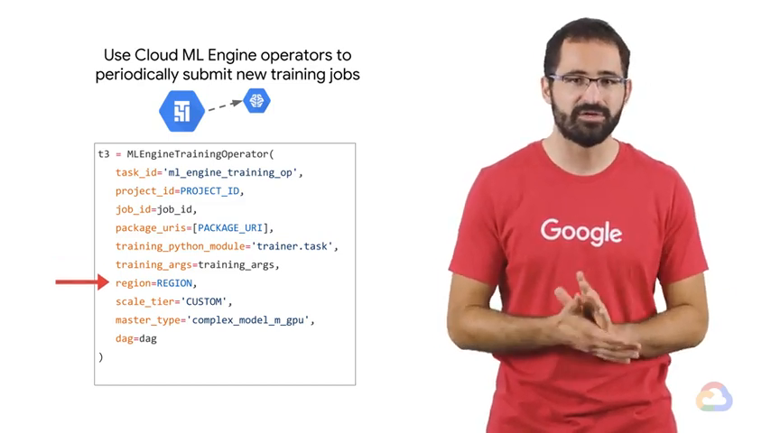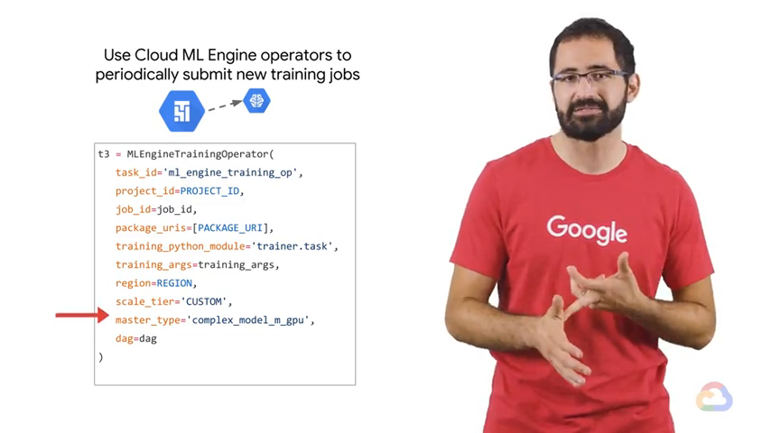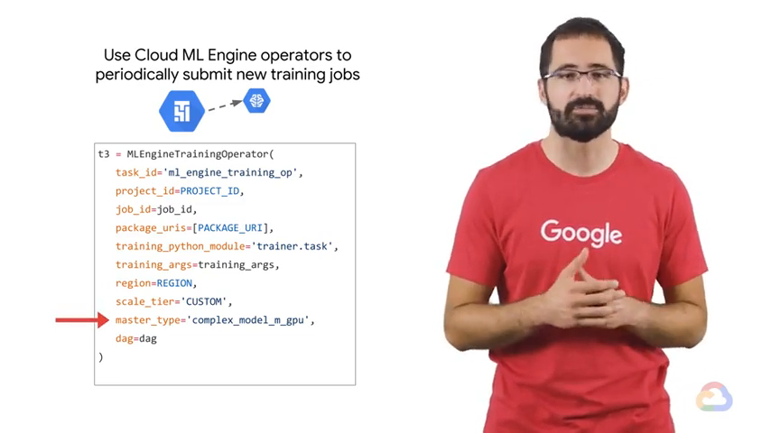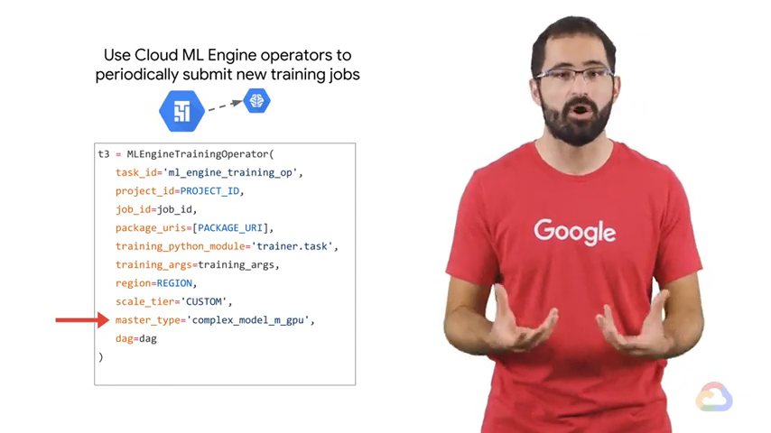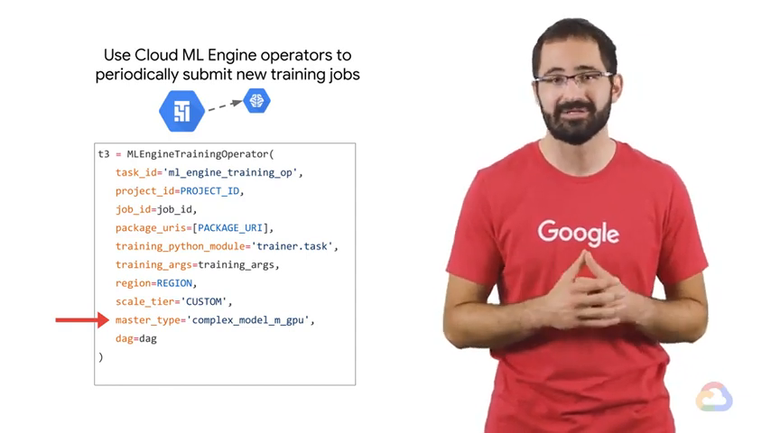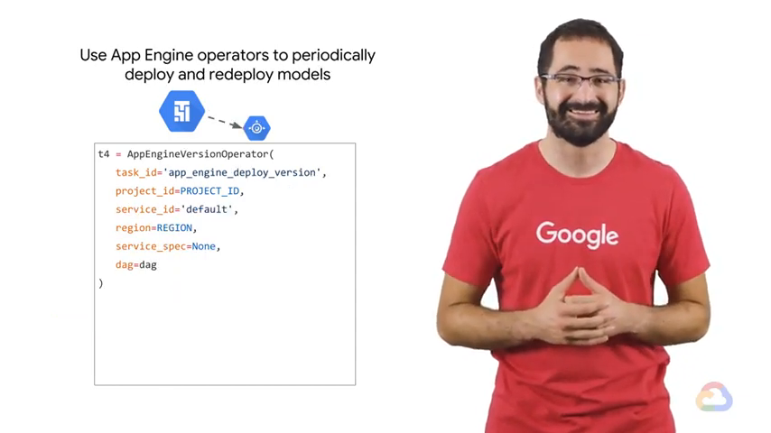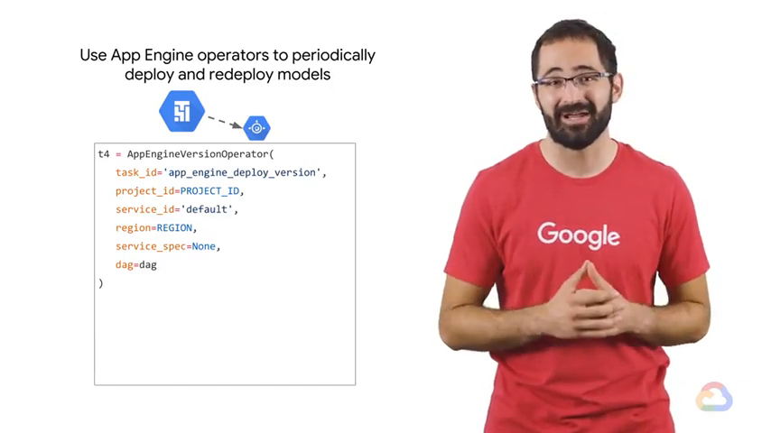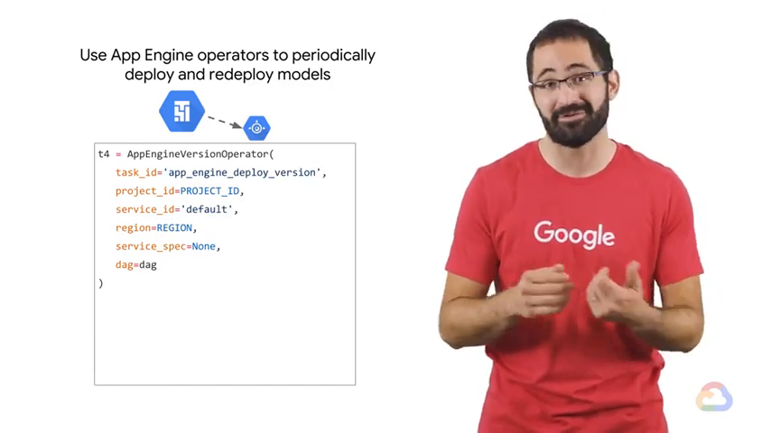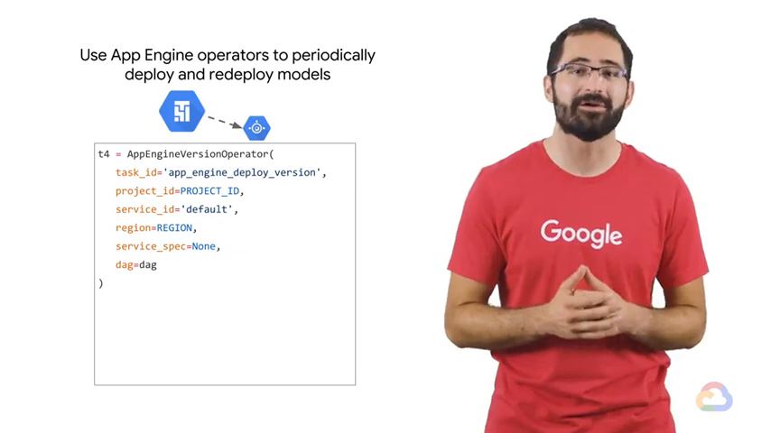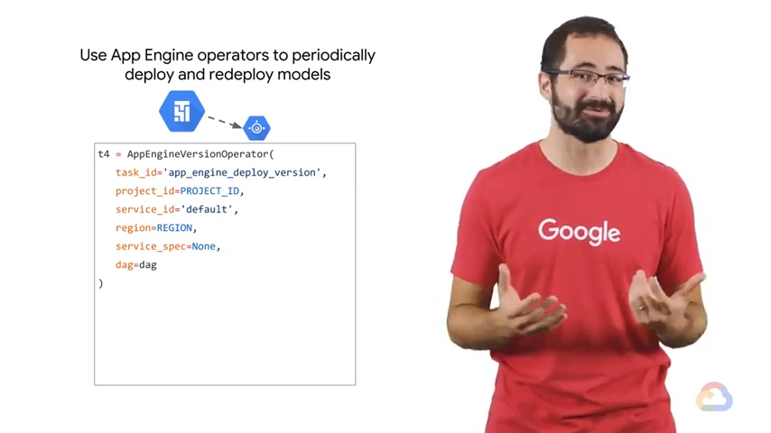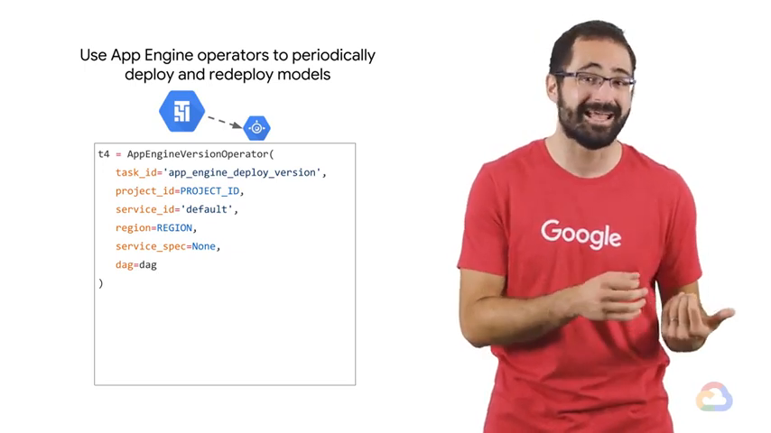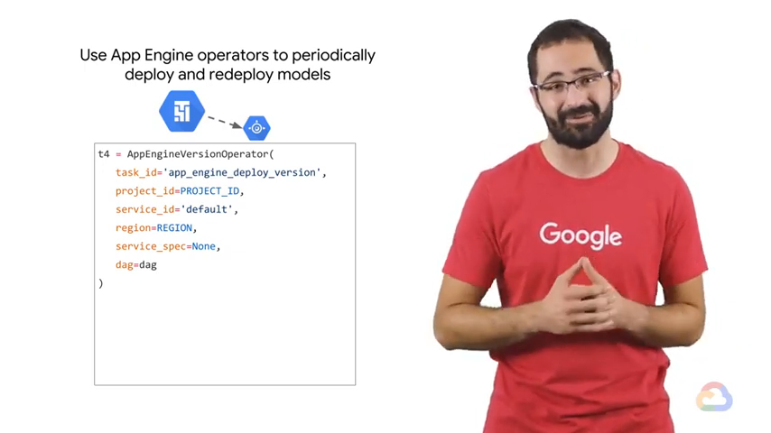Now the next three, region, scale tier, and master type, are GCP infrastructure parameters, where you want your job to be run, and with what special hardware like GPUs or TPUs if you're using any. Lastly, once your model is retrained and ready to be delivered as an API endpoint for serving, we need to redeploy our App Engine project with the latest model. Here the parameters are simple, since we're just redeploying our existing App Engine instance associated with our project.